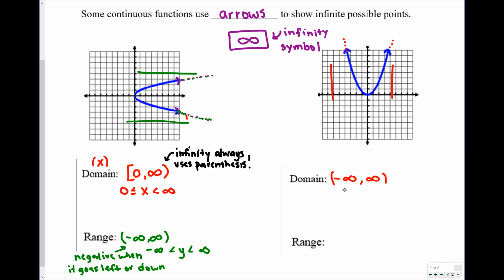Okay, sometimes infinity domain and range is way easier because if you have infinity, you just put infinity, you don't have to actually count the point. Okay, so then it's going to be x less than negative infinity to infinity.